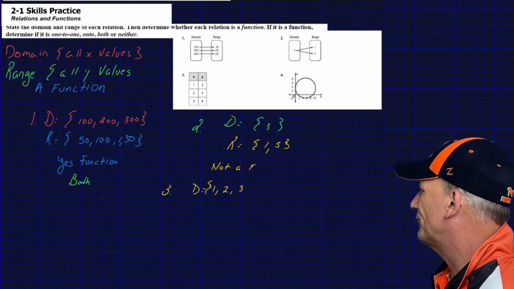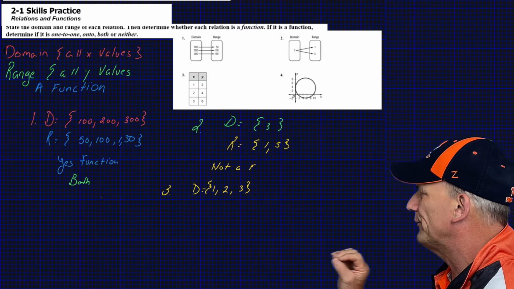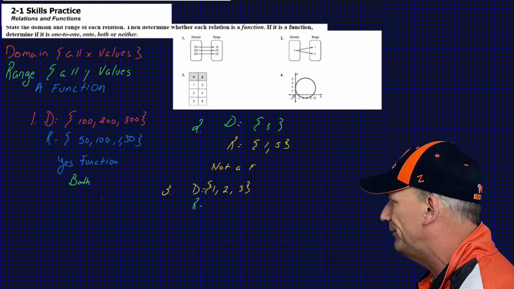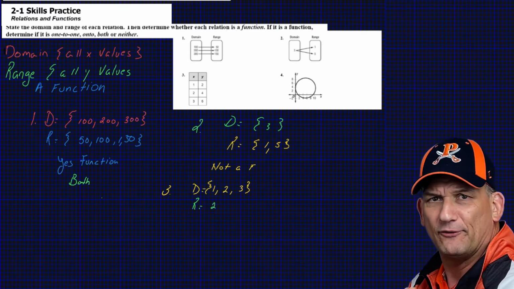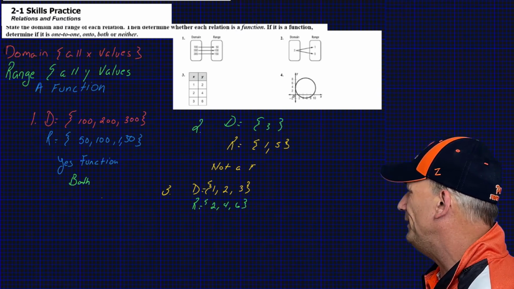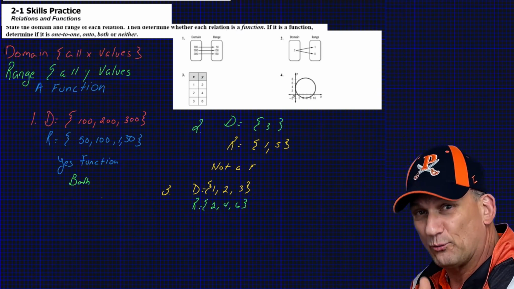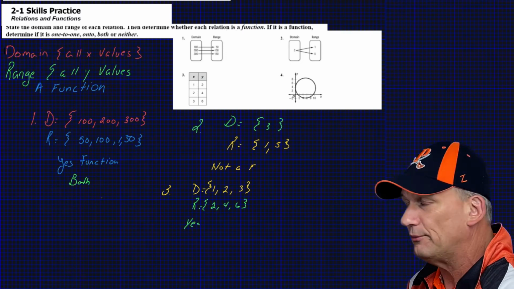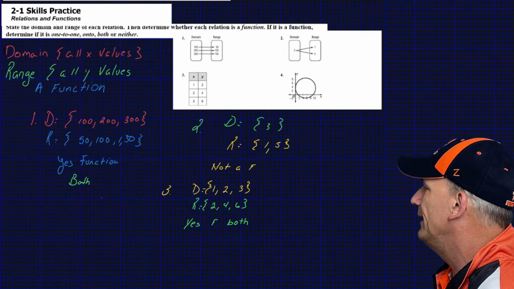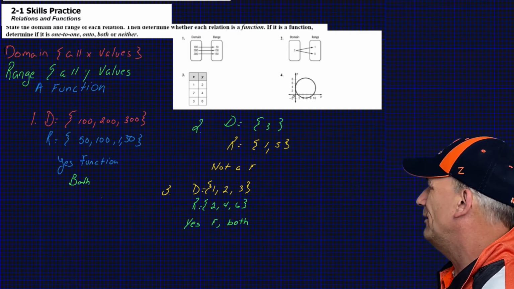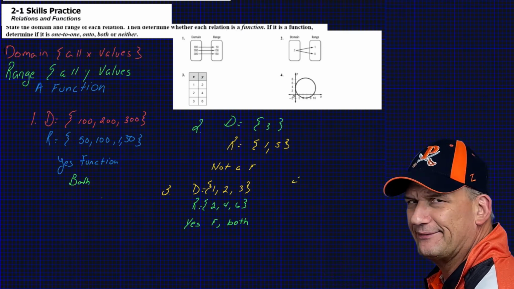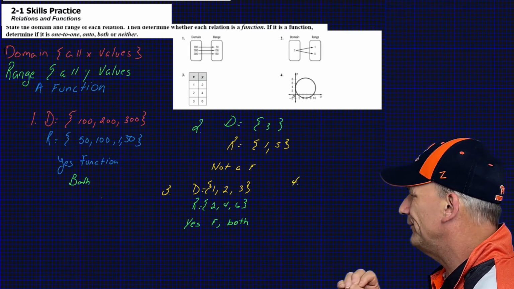Okay, let's look at number 3. So here now is how you're going to be presented these for the most part. You're going to see an x and y, and you're going to know that domain is all the x values. So domain in this case would be 1, 2, and 3, and the range is all the y values. So 2, 4, 6. Now, is it a function? Well, 1 to 2, right? 2 to 4, 3 to 6. Each x has its own y. So yes, this is a function.